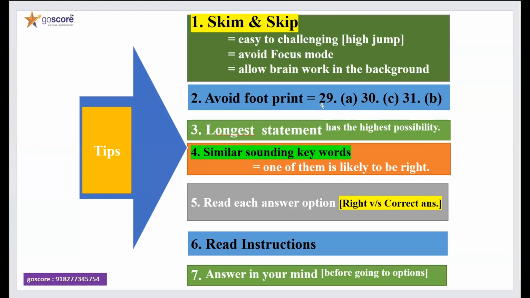And avoid footprint. That means for the 29th question A, 30th question C, 31st question B is okay. But if 29th is A, 30 A, 31 A, 32 A, if you are getting something like this, please check your questions once again. Some answers are wrong. Then the longest statement. If you have the longest statement, then there is a possibility that it is the correct answer. Then similar sounding keywords. One of them is likely to be correct, as we have already explained. Then read each answer option. As I told you, right was the correct answer.